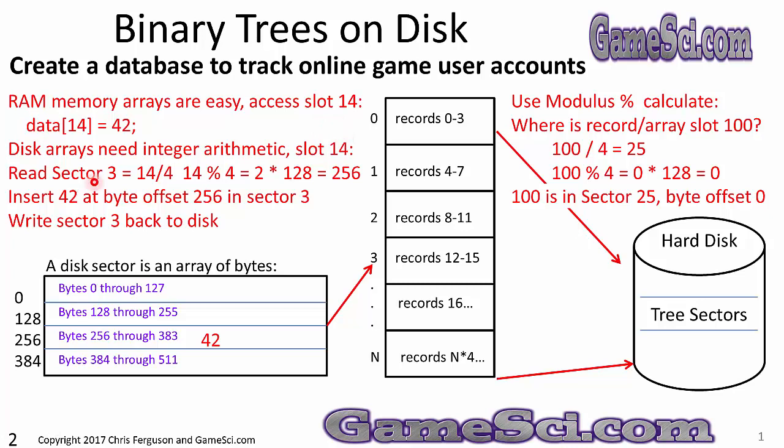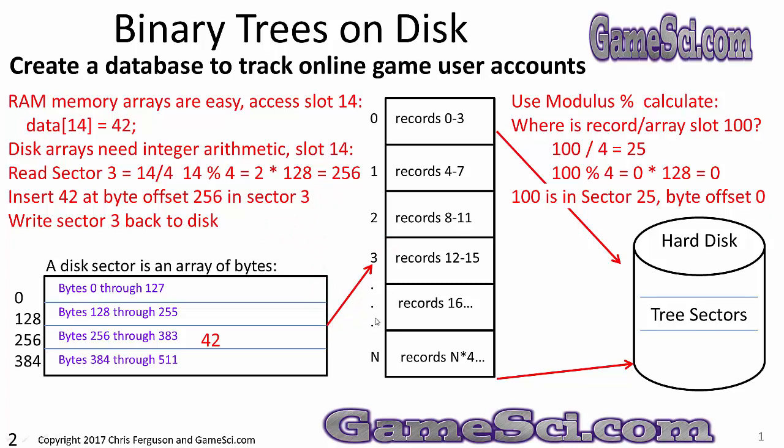You've got to read sector 3. 14 divided by 4 says record 14 of our RAM memory array has to be on disk sector 3. You can even use some modulus arithmetic. 14 modulus 4 equals 2. That means this record should be at offset 2 in the sector. 2 times our 128 byte record says at byte offset 256 is where 42 should go. So let's insert 42 at byte offset 256 in sector 3 and then write sector 3 back to the disk.